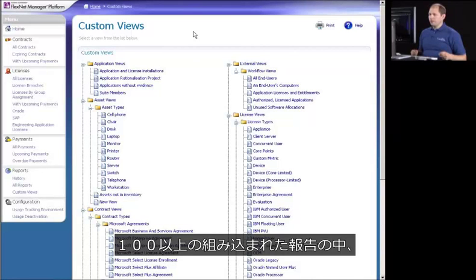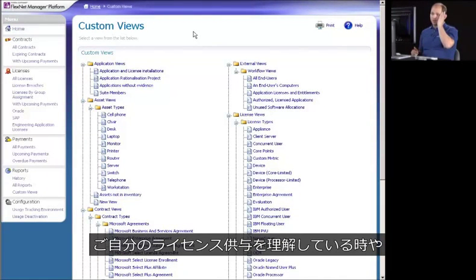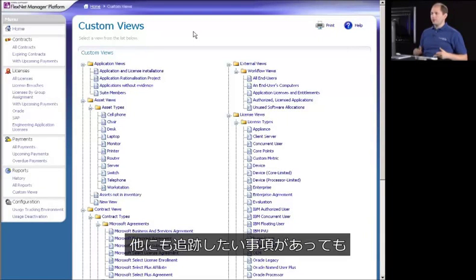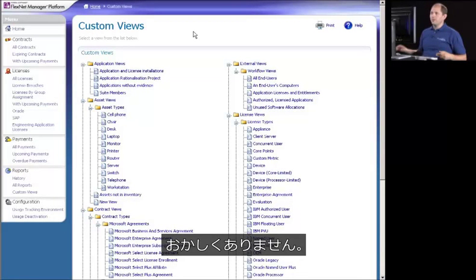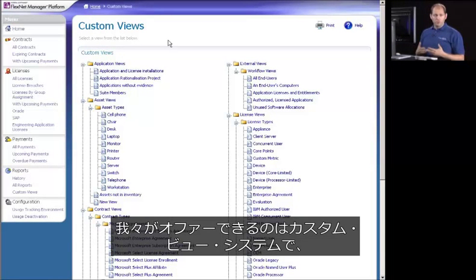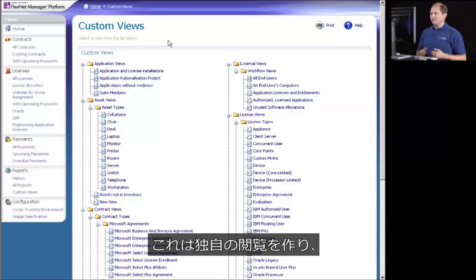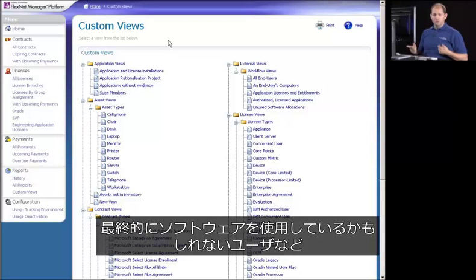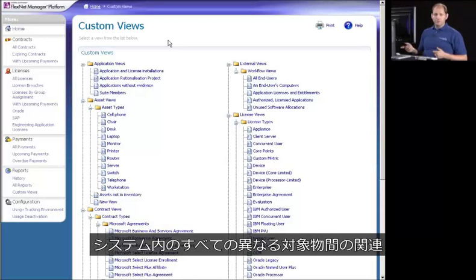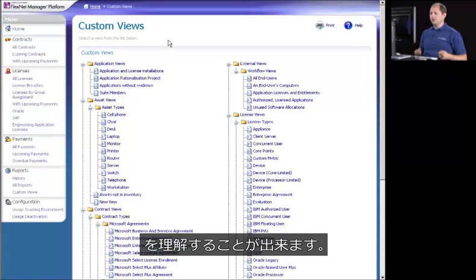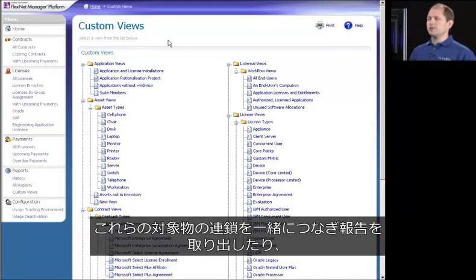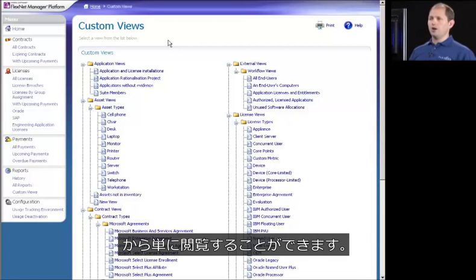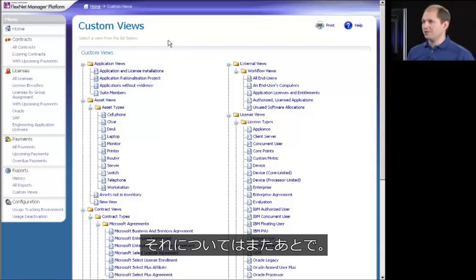So with over 100 built-in reports, it's not surprising that there's still many other things that you may want to track when you're understanding your licensing or any of your assets that you're managing using the licensing system. And so what we offer is a custom view system which allows you to build your own views and understand the linkages between all of the different objects in the system, such as contracts and purchase orders, or the purchase orders themselves and the users who might be using software at the end. And you can link a chain of these objects together and bring up a report or a view purely from a very easy to understand end user console. And I'll get to that just in a second.